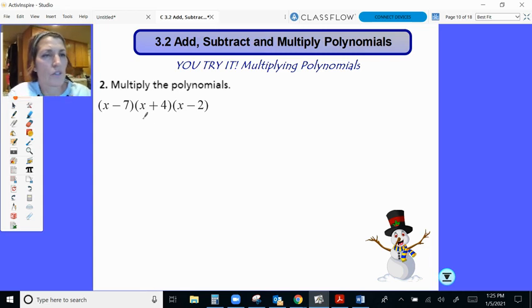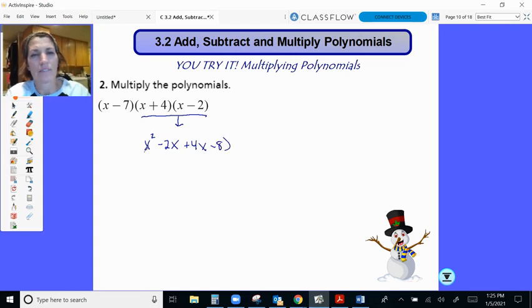All right. So I'm going to pick a couple of binomials here to multiply first. I like these here. So I'm just going to go x squared minus 2x plus 4x minus 8.